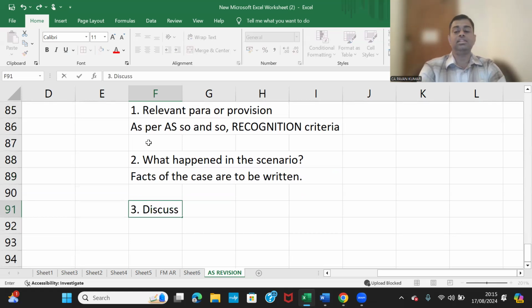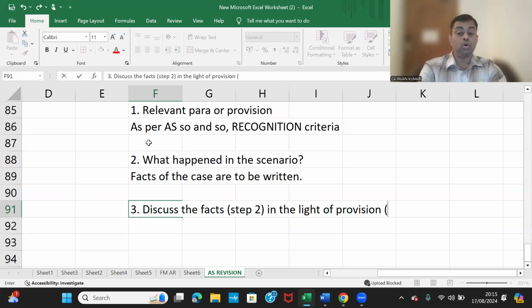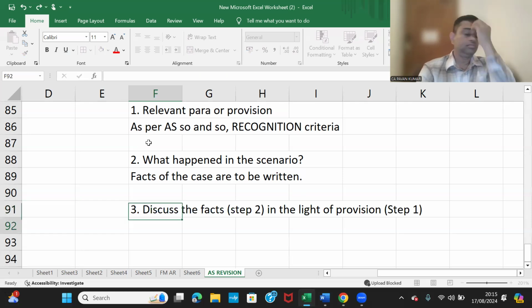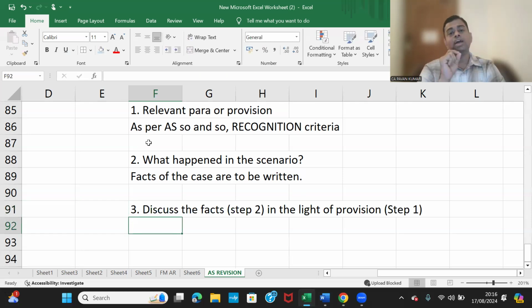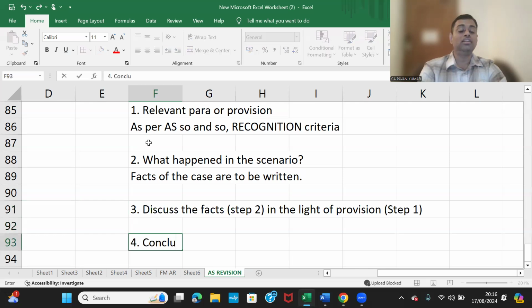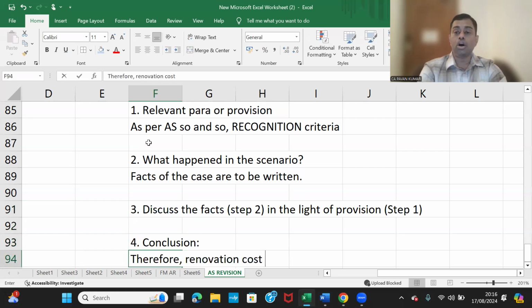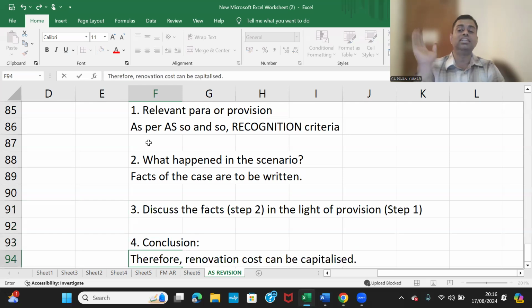Three, discuss the facts, which is step 2, in the light of the provision, that is step 1. So link your step 2 and step 1. See how technical my answering pattern is. For the conclusion, four: therefore, renovation cost can be capitalized. This is how you need to write. Step 1, step 2, step 3, step 4. Always you should have step 1, step 2, step 3, step 4.